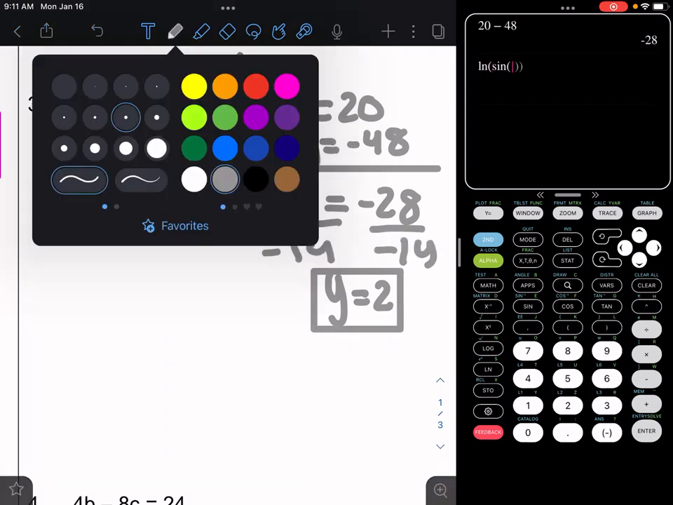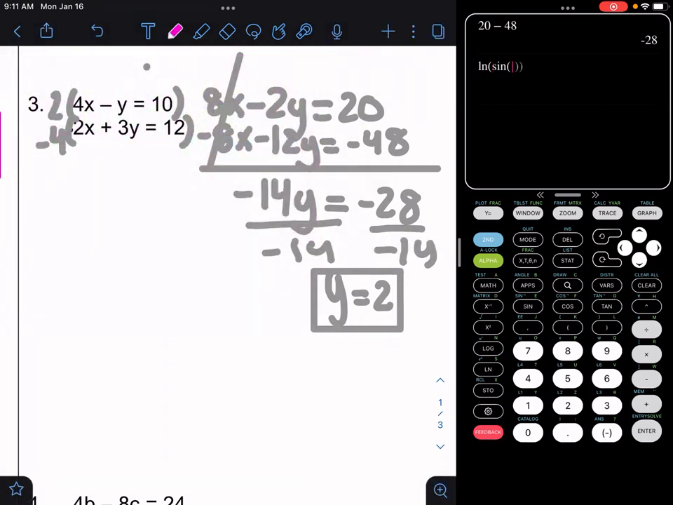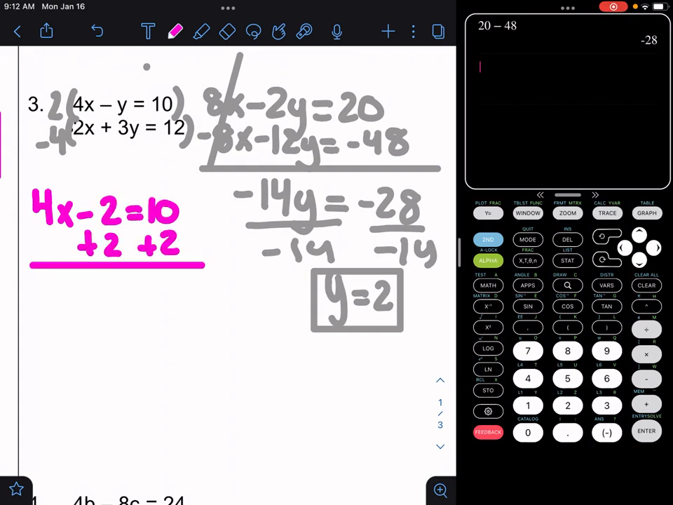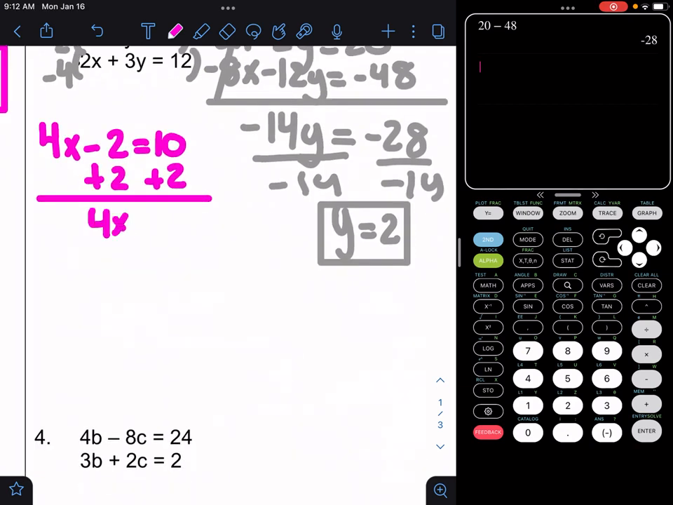Nice job. Alright, let's go to the first equation and find what x equals. So I'm going to have 4x minus my y, which is 2, equals 10. Add 2 to both sides. I get 4x equals 12. And to divide by 4, I get x equals 3.